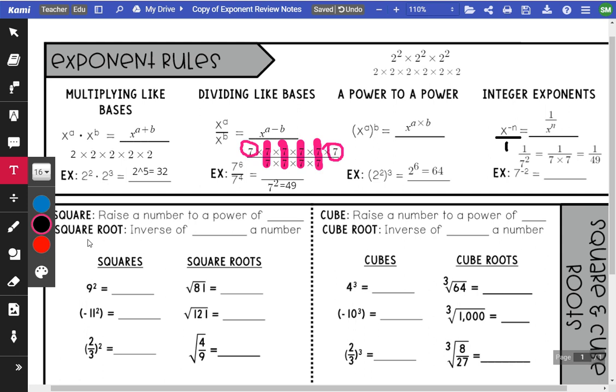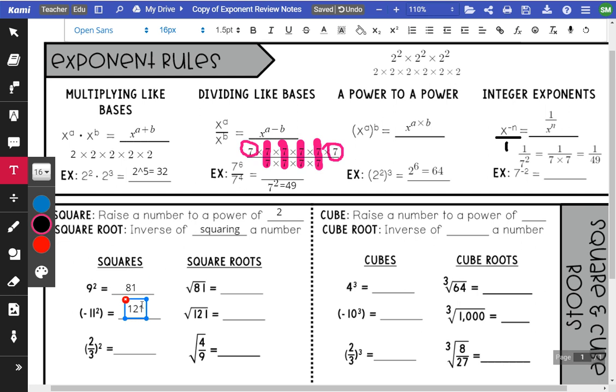Now let's talk about squares and square roots. A square means you raise a number to the power of 2. And a square root is the inverse of squaring a number, or the opposite. So you undo the squaring. You take the square root. So 9 squared is 9 times 9, which is 81. Negative 11 squared. We're going to do negative 11 times negative 11. A negative times a negative gives us a positive, and 11 times 11 is 121.